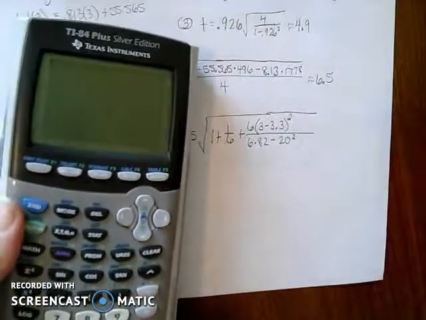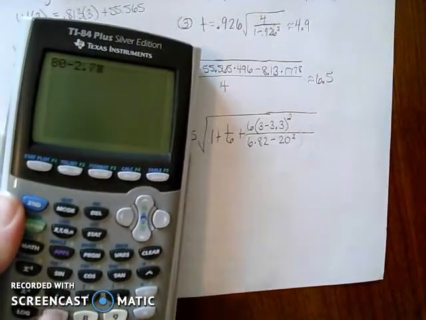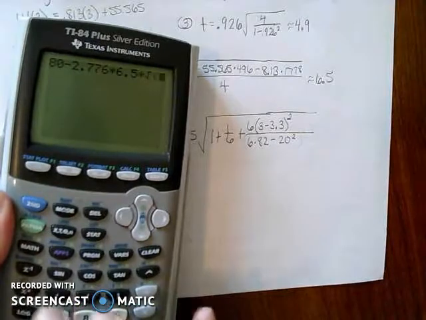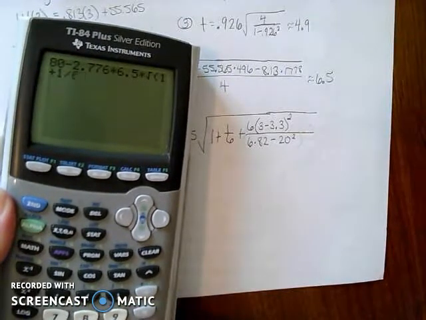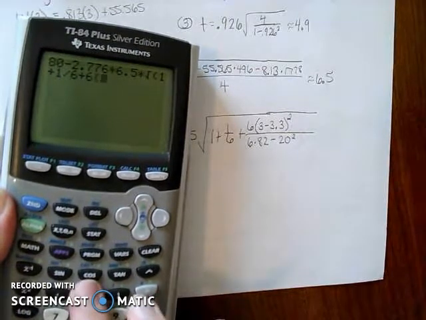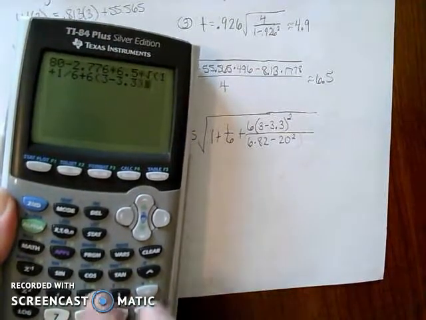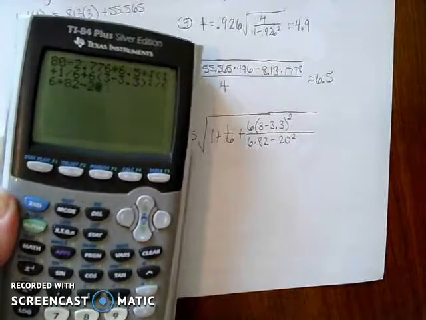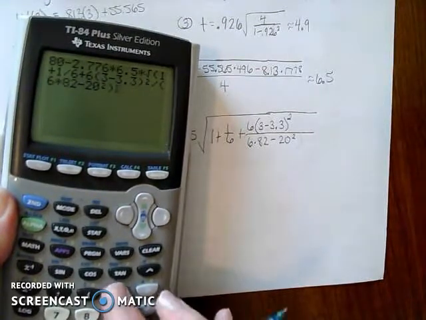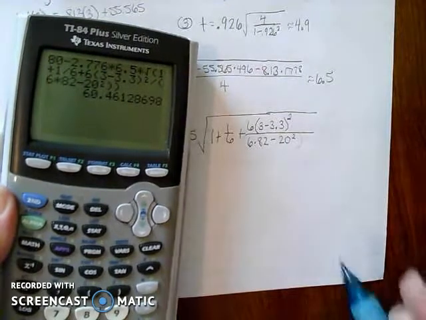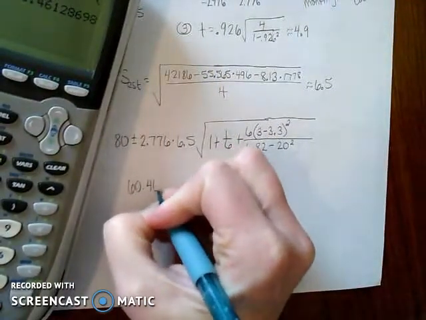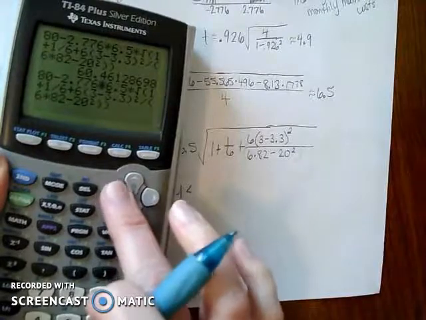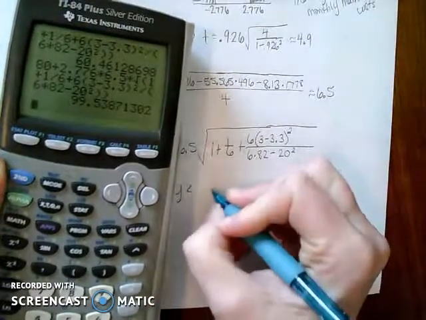So 80 minus 2.776 times 6.5 times the square root, 1 plus 1 over 6 plus 6 times 3 minus 3.3 parentheses squared, divided by parentheses 6 times 82 minus 20 squared parentheses, technically parentheses, but it'll work even if you don't put it. 60.46 is less than y, which is less than, second enter, plus 99.54.